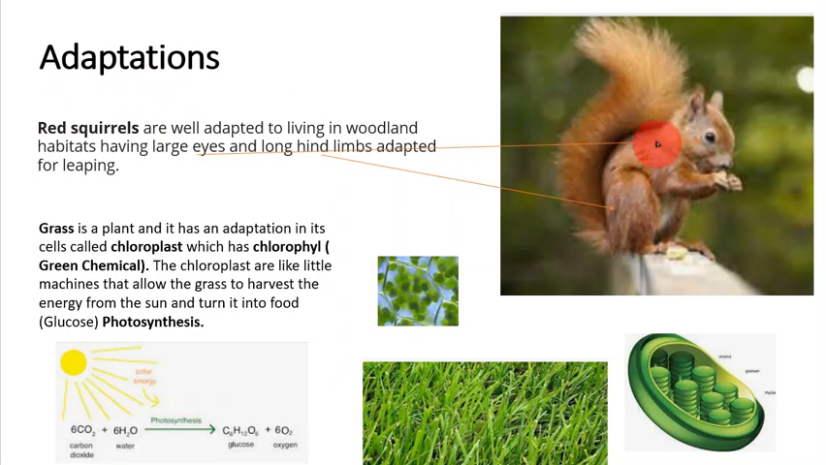For example, if we take a very common plant in Ireland, if you look out anywhere, you'll see grass. So grass is a plant. Grass is also an organism as well.